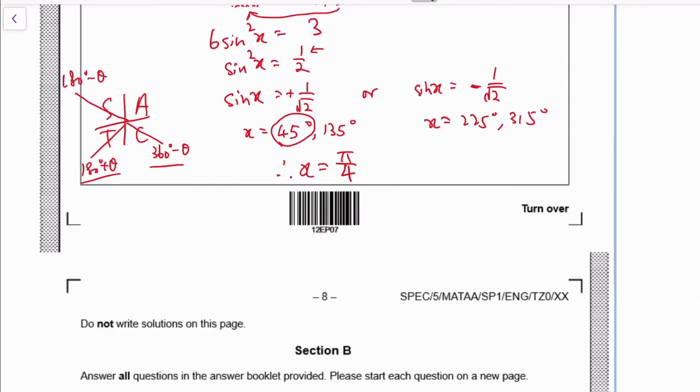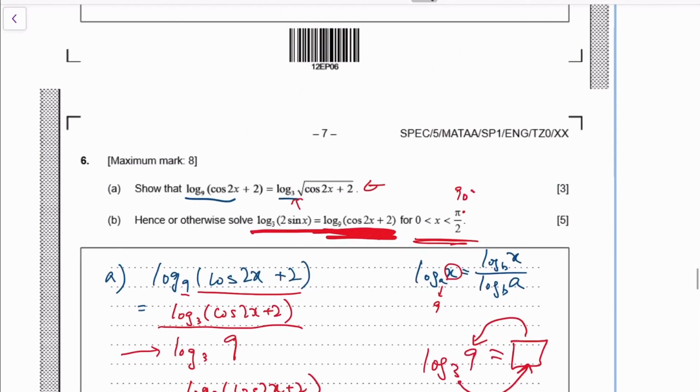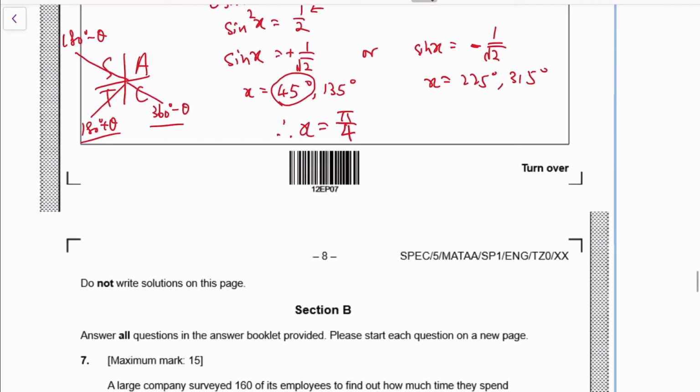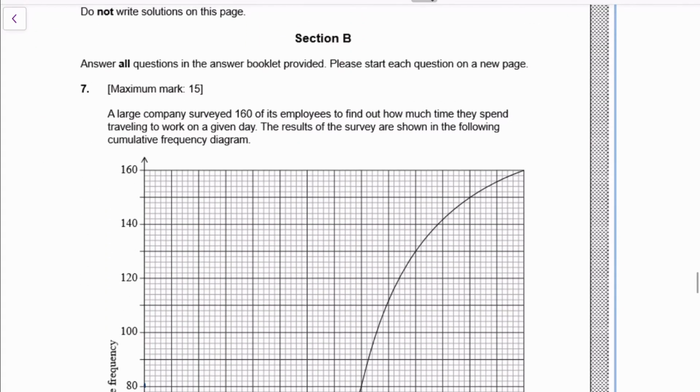Not too hard. It's not too hard. Oh, this is the last question of section A. Oh, it's easier than I thought.